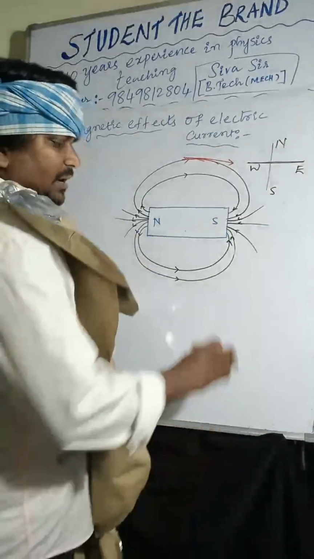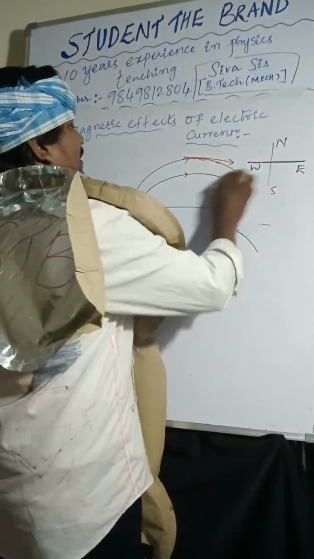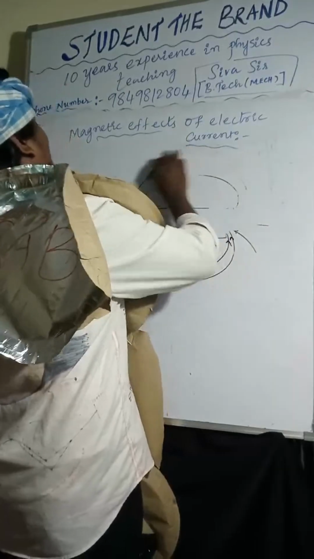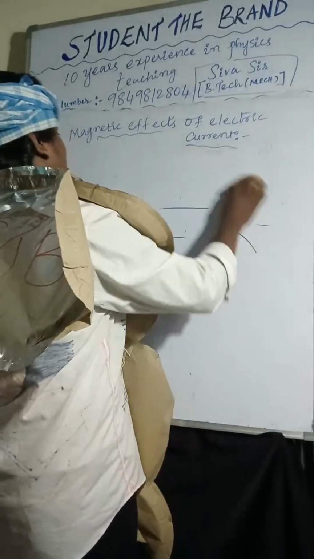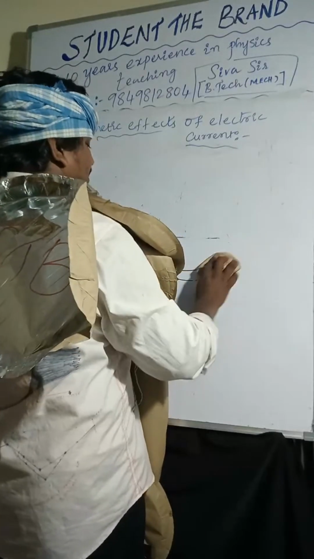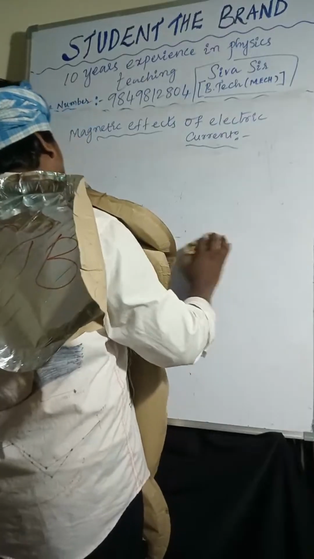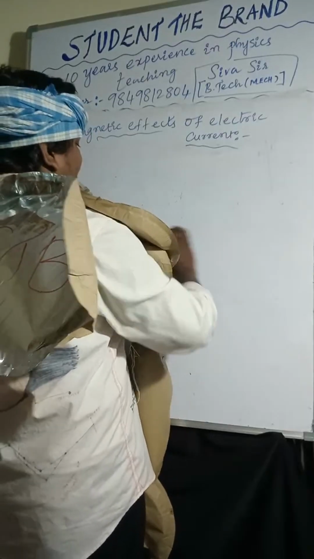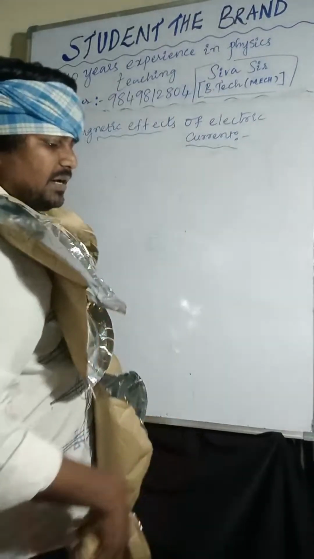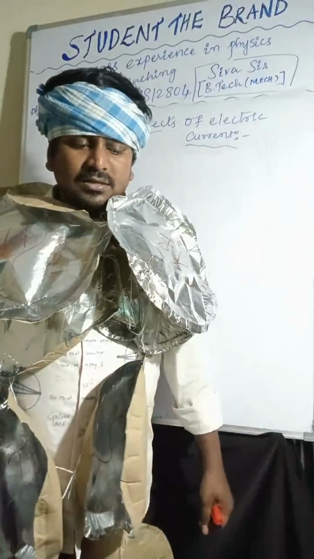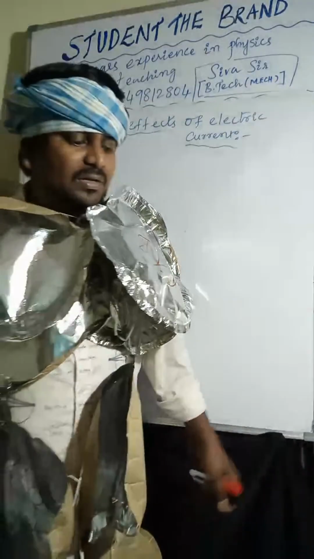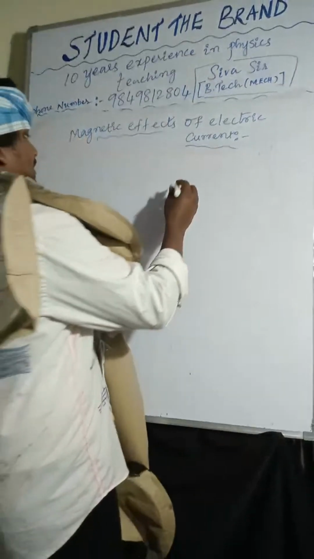Everything we discussed, right? So now we are going to discuss what happens when current is passing through a conductor. When the current is passing through the conductor, it behaves, it acts as a magnet. I am taking the conductor, so this is the conductor.